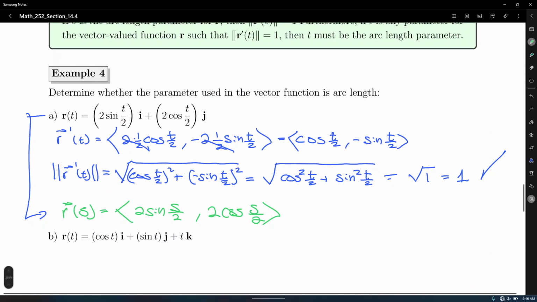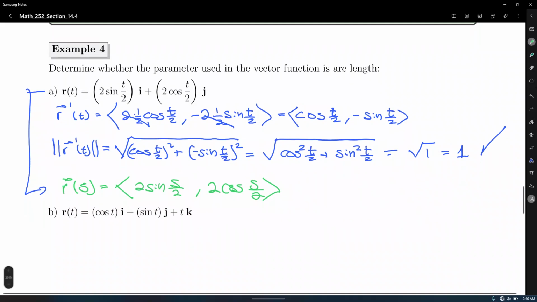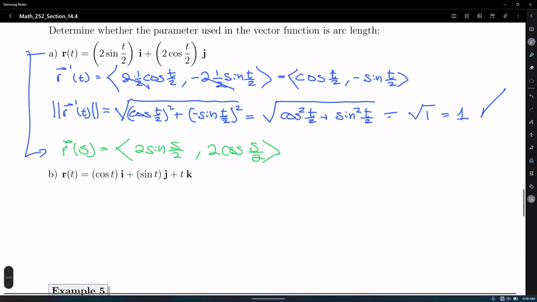All right, so what about letter B? Looks a little similar, but with a little catch right here. Well, number one, let's see if we can simply change from t to s like this, or if we need to do something else. So that means we make the test first. If the magnitude of the derivative of this given vector valued function equals 1, then we're good to go.